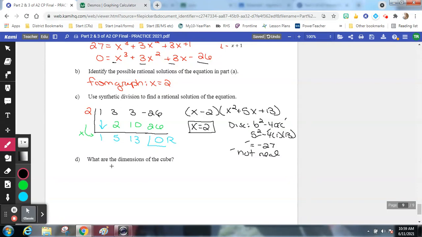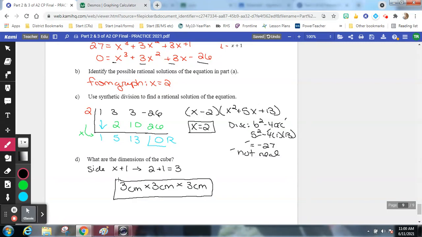And lastly, what are the dimensions of the cube? Well, each side was x plus 1. So that means if I was to put the 2 in, 2 plus 1 is 3. So it is 3 centimeters across all sides. So you could write it as 3 by 3 by 3 centimeters. You could write it as length equals 3, width is 3, height is 3. But this is the easiest route to go for your dimensions.